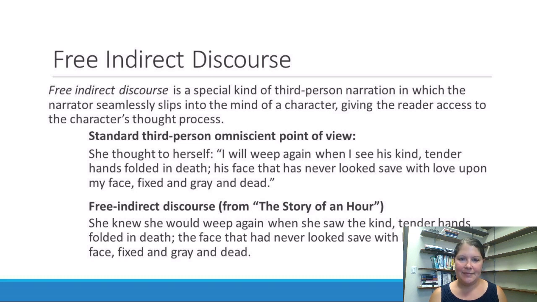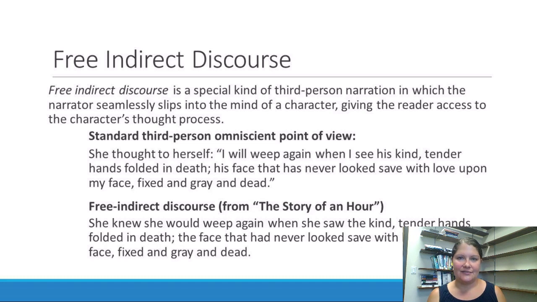I have taken a passage that was in free direct discourse and edited it so that it looks like a standard third-person omniscient point of view in order to illustrate the difference. I'm going to go over that edited standard version first. If this passage was edited to be standard omniscient third-person point of view, it would look something like this. She thought to herself, "I will weep again when I see his kind, tender hands folded in death, his face that has never looked save with love upon my face, fixed and gray and dead."